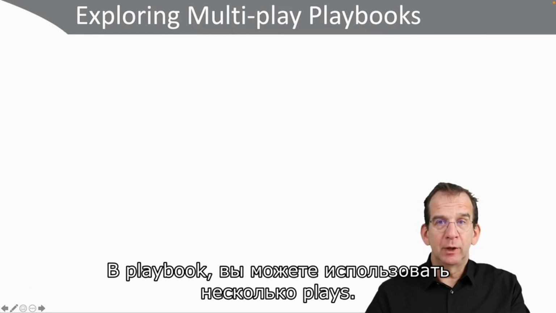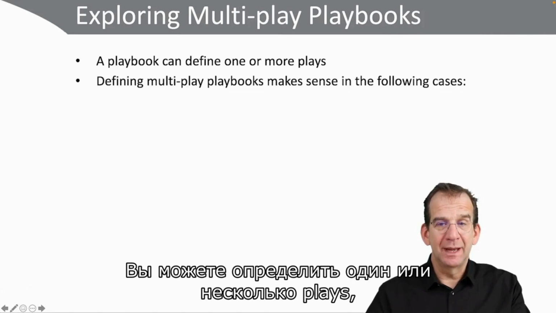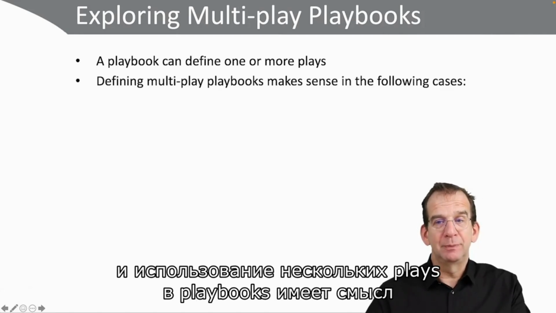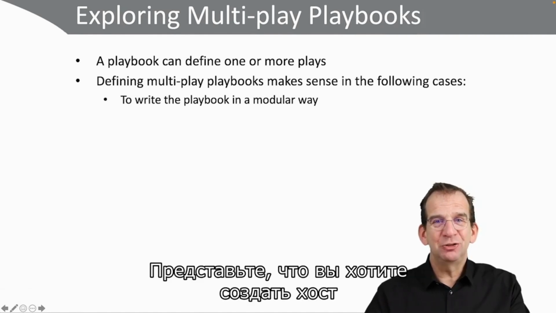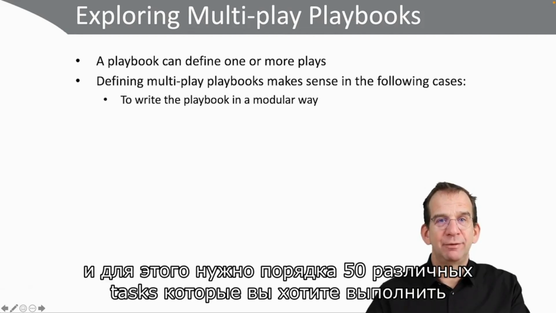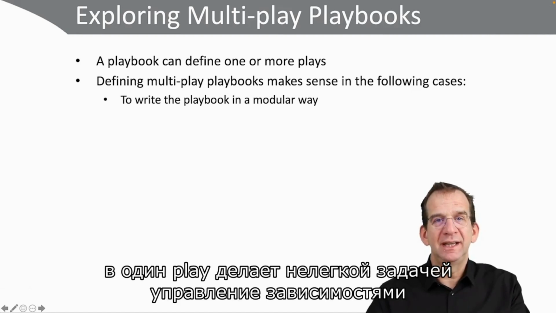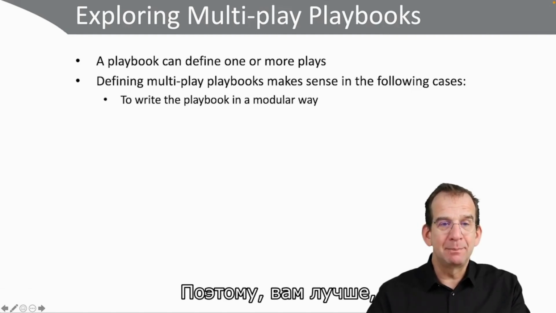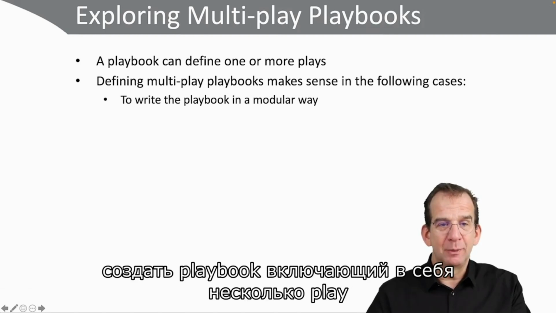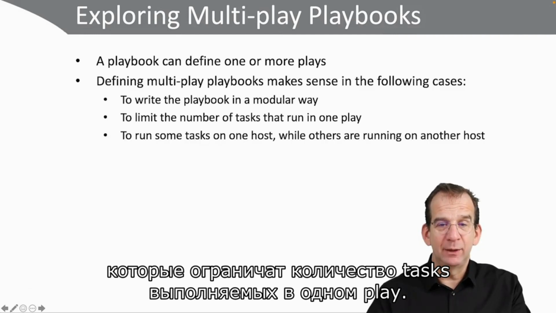Now in a playbook, you can also find multiple plays. That's the nature of a playbook. It can define one or more plays. And defining multiple plays makes sense in a couple of cases. First, to write the playbook in a modular way. Just imagine that you want to set up a host and there's like 50 different tasks that you want to run on one host. Then including all of the 50 tasks in just one play is not really easy to manage dependencies, to oversee what exactly is happening. And you might be better off, just for the sake of organization, to make it a multiple play playbook. That would limit the number of tasks that run in one play.